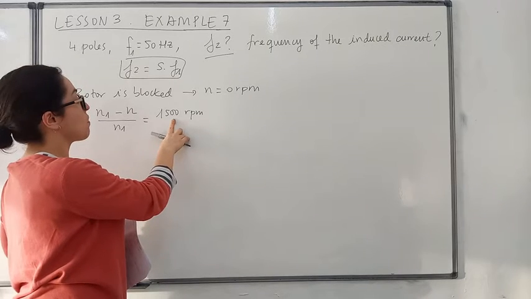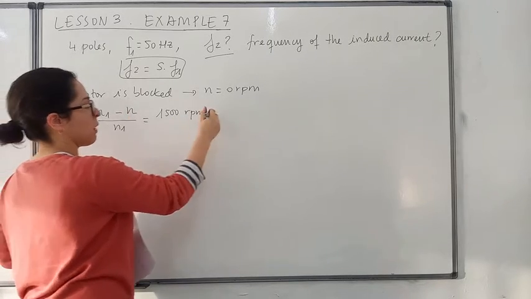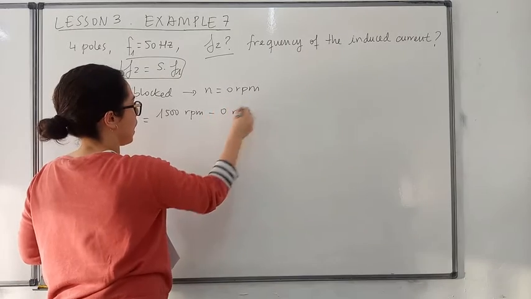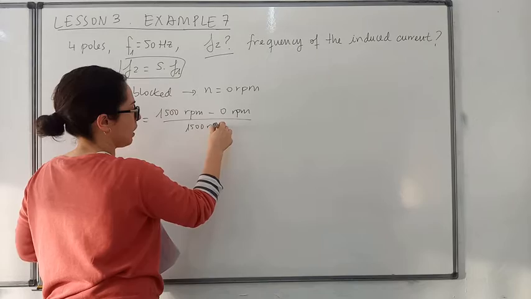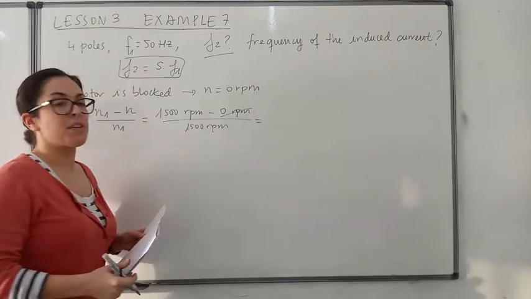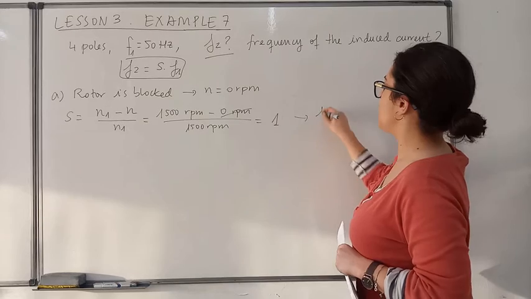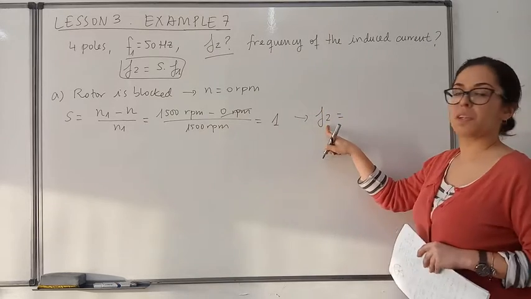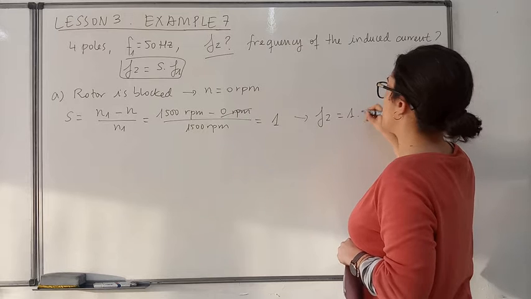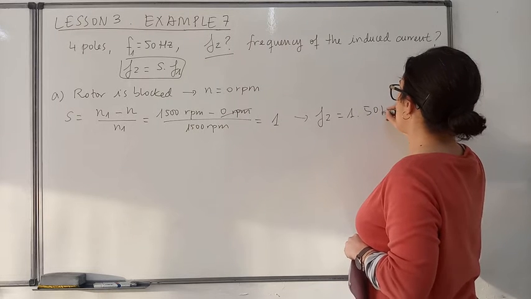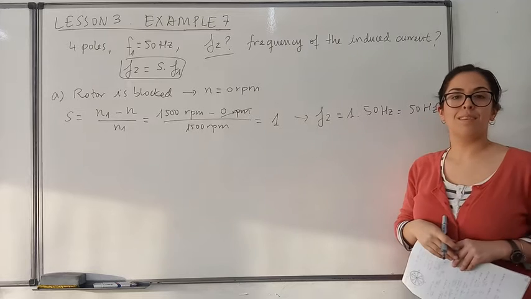It would be 1500 revolutions per minute minus 0, okay? And divided by the synchronous velocity. So as you can imagine, here the result that you're going to have is sliding equal to 1. That means that the frequency of the induced current is going to be the sliding 1 multiplied by the frequency of the motor. So in this case, 50 Hz.